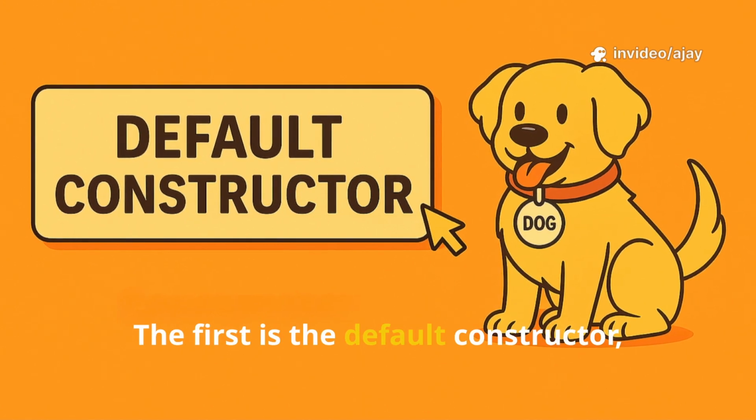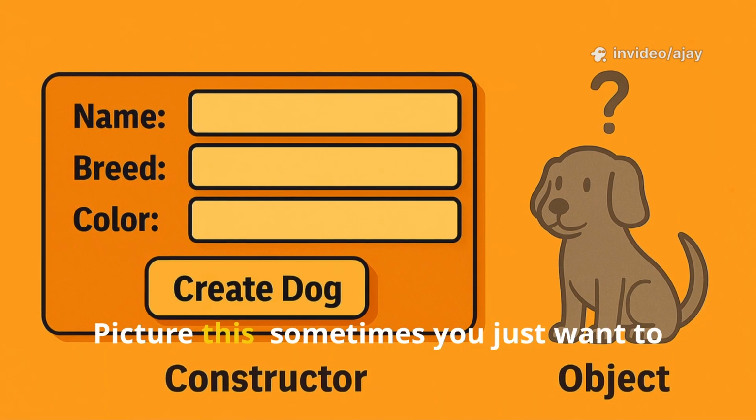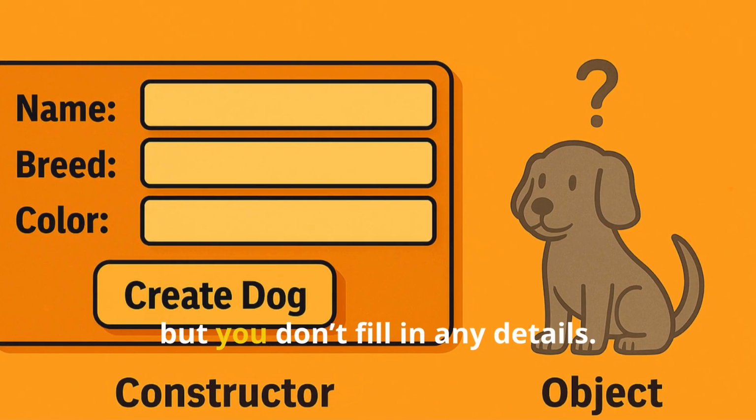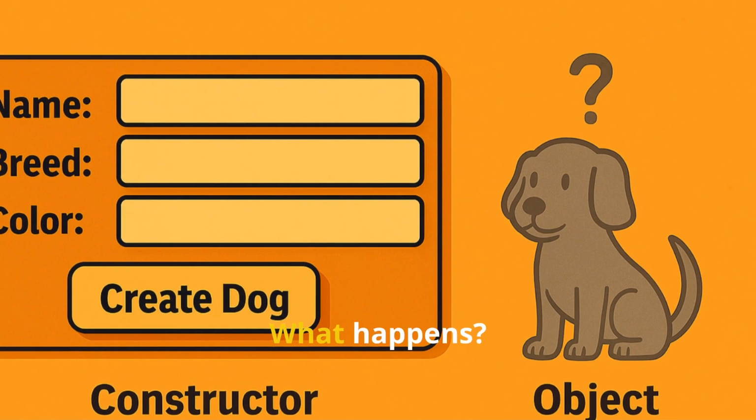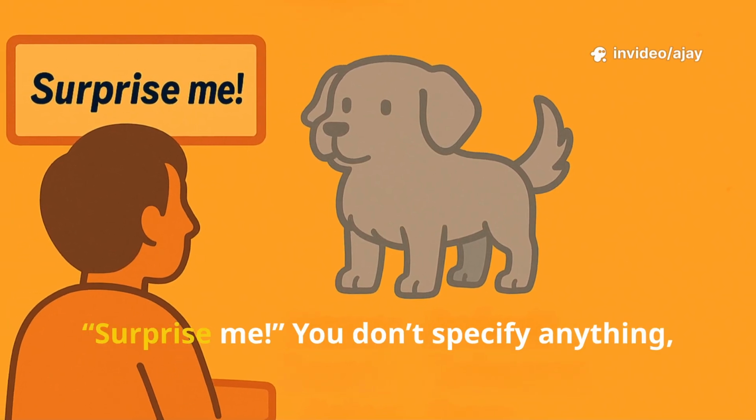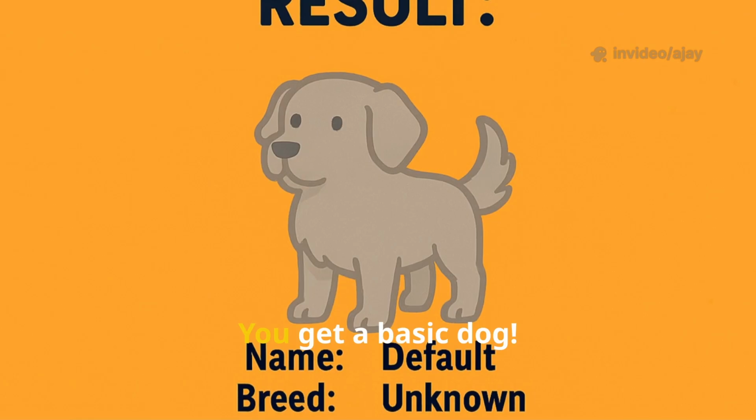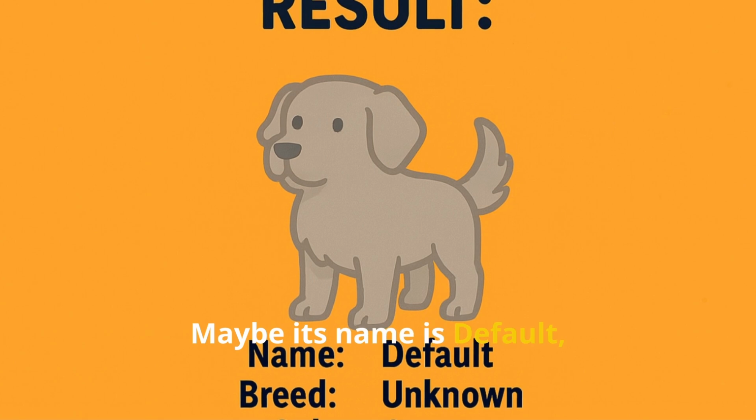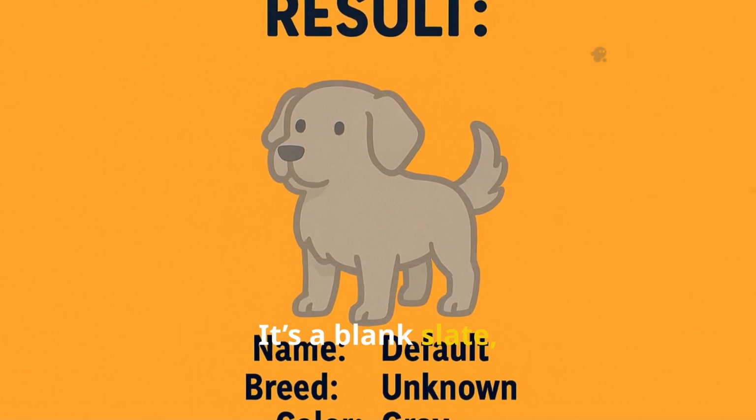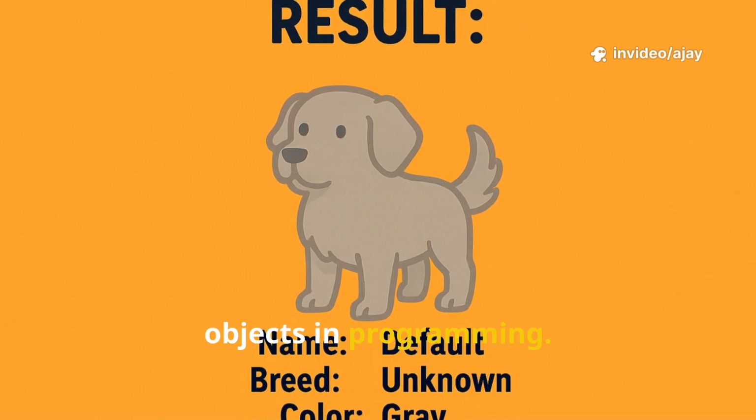The first is the default constructor, which kicks in when you don't provide any details. Picture this. Sometimes you just want to make a generic dog. You hit create dog, but you don't fill in any details. What happens? It's like walking into a shelter and saying, "Surprise me." You don't specify anything, you just want a dog, any dog. You get a basic dog. Maybe its name is default, breed is unknown, and color is something like gray. It's a blank slate, ready for you to personalize later. This is the starting point for many objects in programming.